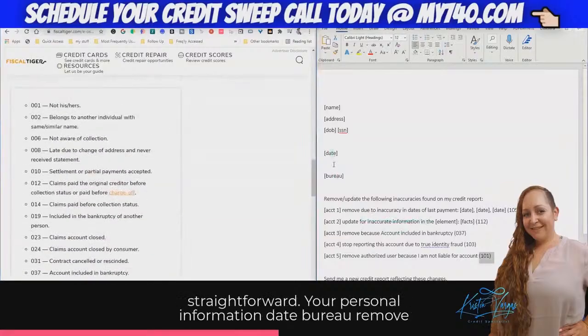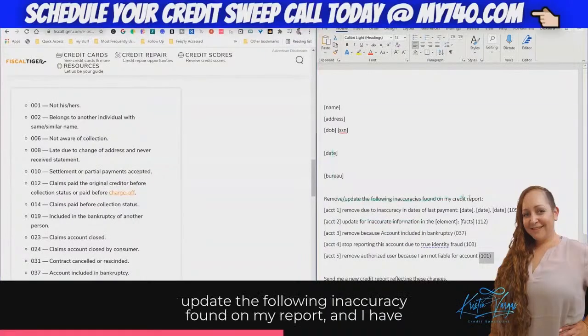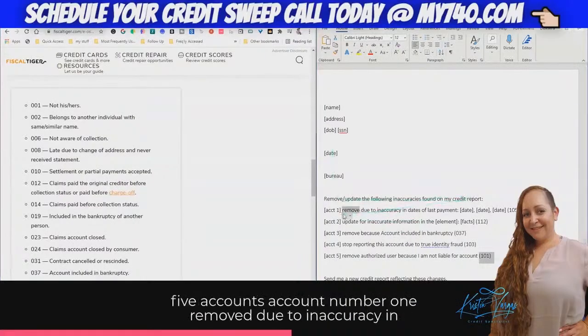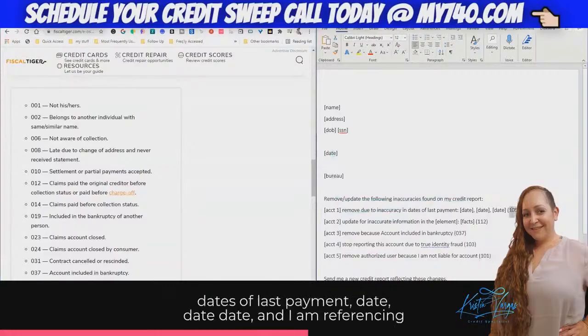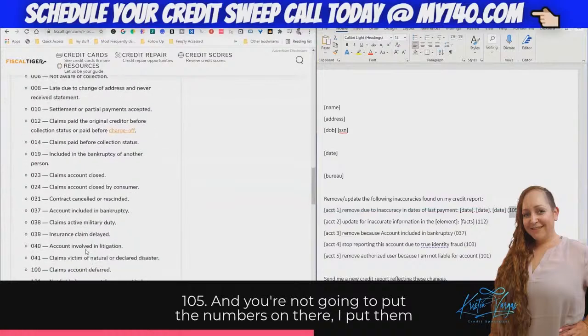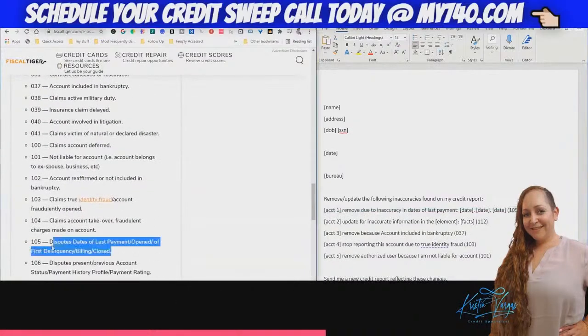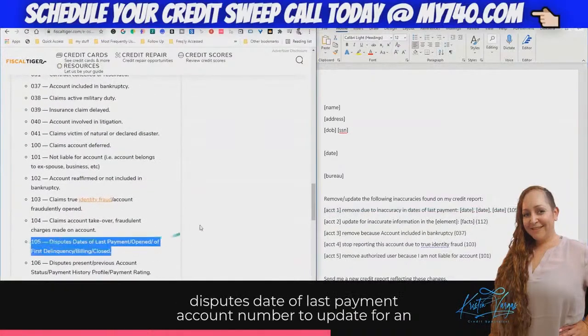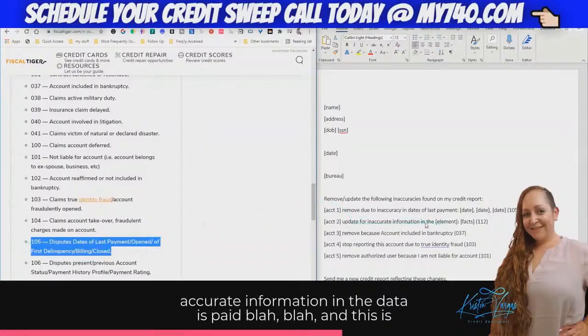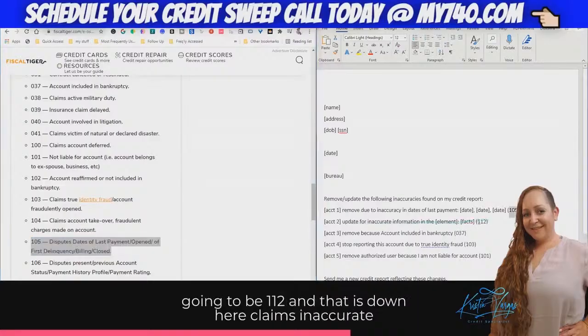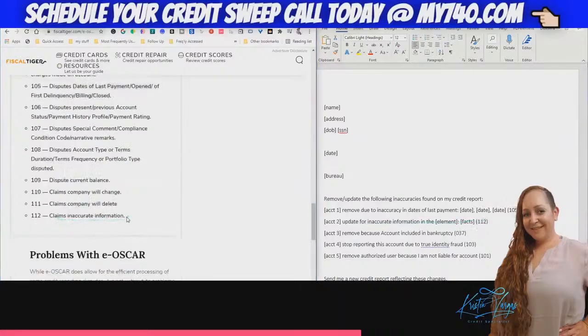Your personal information, date, bureau. Remove or update the following inaccuracies on my report. 5 accounts. Account 1, remove due to inaccuracy in dates of last payment. I am referencing code 105, and you're not going to put the numbers on there. I put them on here so you can see: disputes date of last payment. Account number 2, update for inaccurate information in the date last paid, and so on. And this is 112, claims inaccurate information.